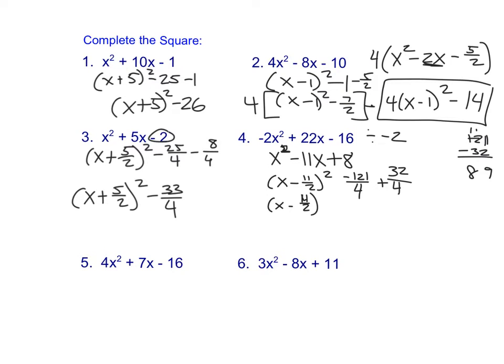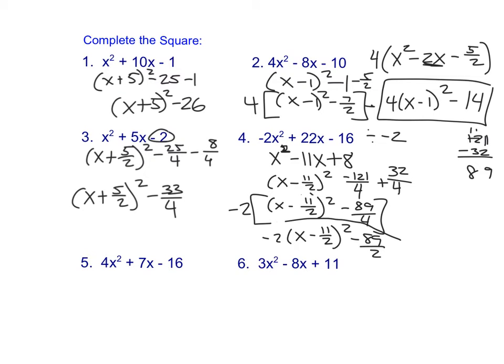So that's x minus 11 over 2 squared minus 89 over 4, and then we have to put the negative 2 back in the problem. So negative 2, x minus 11 over 2 squared plus 89 over 2. And that is my answer.